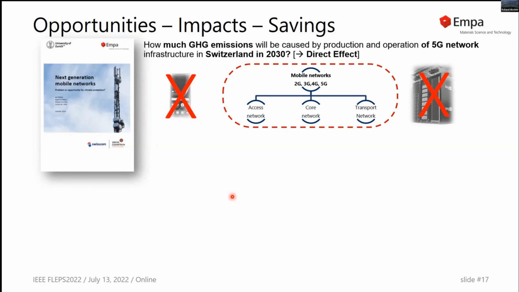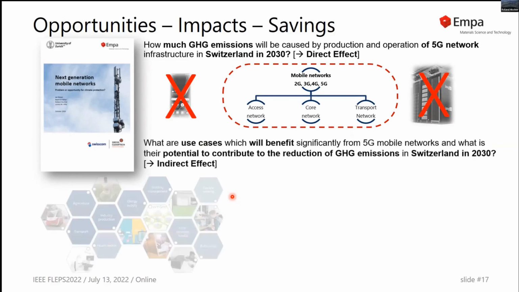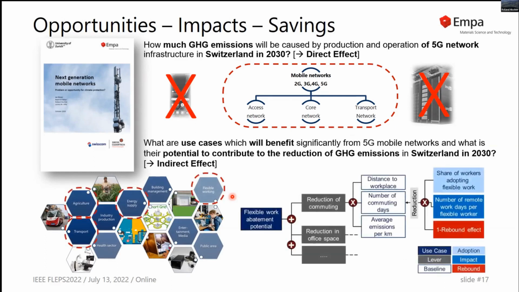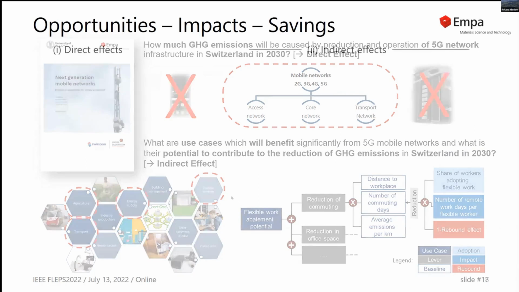The direct effect on the one hand, so establishing such an infrastructure, but also what are use cases that can benefit from a 5G mobile network? What is the potential reduction of greenhouse gas emissions that we can achieve in areas like agriculture, like transport, like the health sector, or flexible working? And we're going into the details, looking at whether we can have more flexible work. This will cause a reduction of commuting. This will cause a reduction in office space. And we were trying to quantify these different use cases in order to see what is the potential of indirect effects that the establishment of 5G could bring in our country.